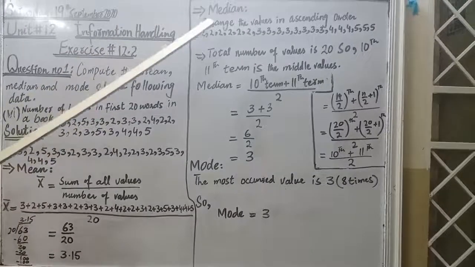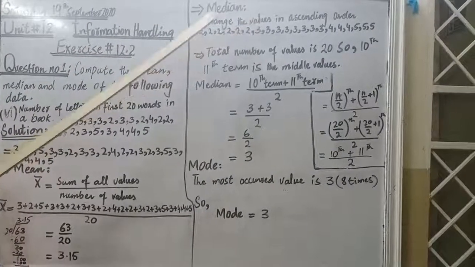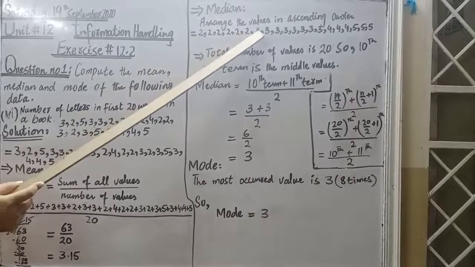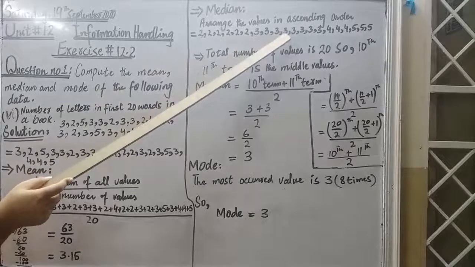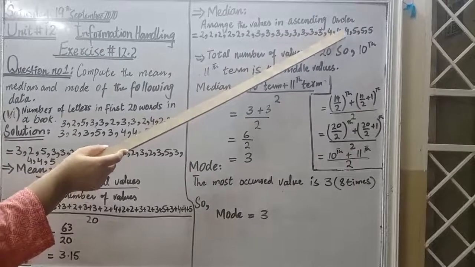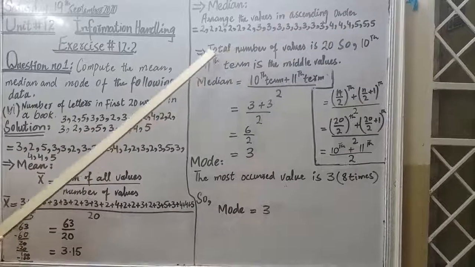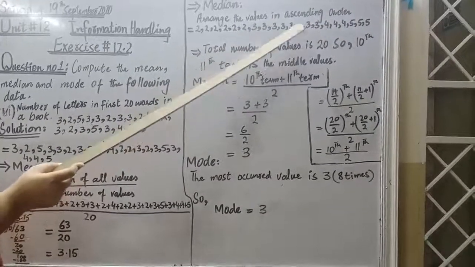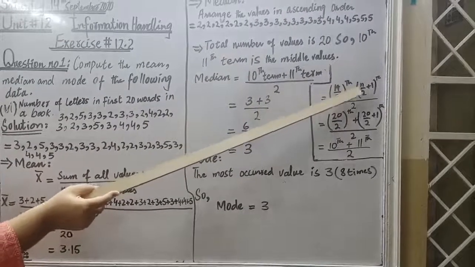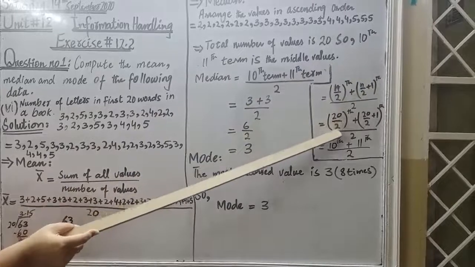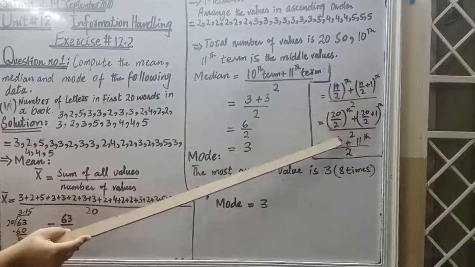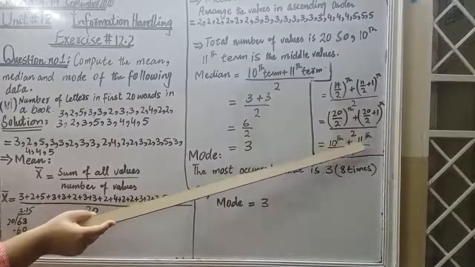Now median. Arrange the values in ascending order first. So 2, 2, 2, 2, 2, 2, then 8 times 3, 3 times 4, and 3 times 5. So the total number of values is 20. By using the formula for even values, the n by 2 term plus the n by 2 plus 1 term, divided by 2. 20 by 2 is the 10th term, plus the 11th term, divided by 2.